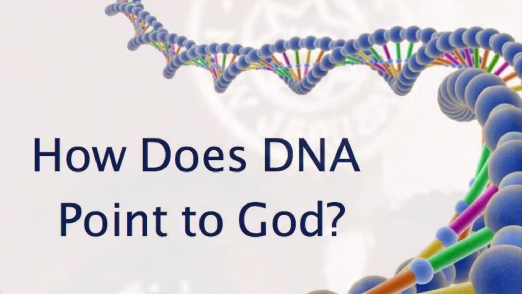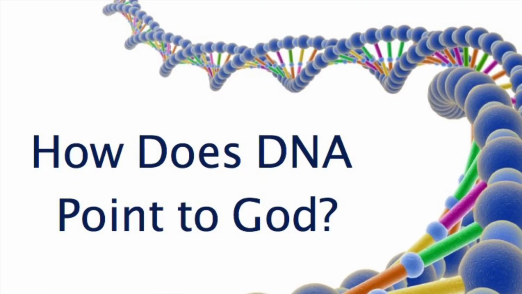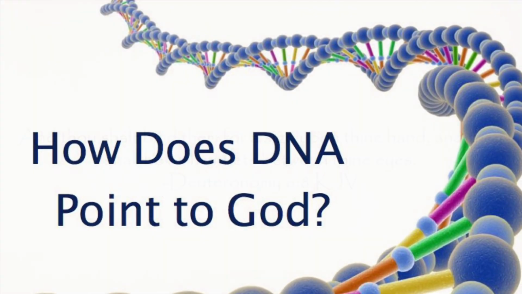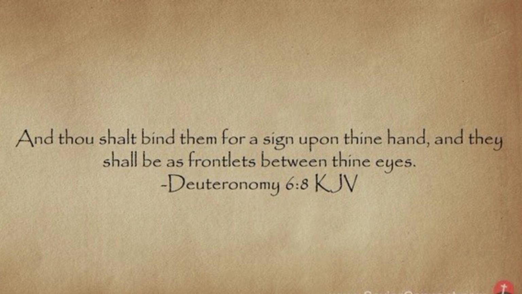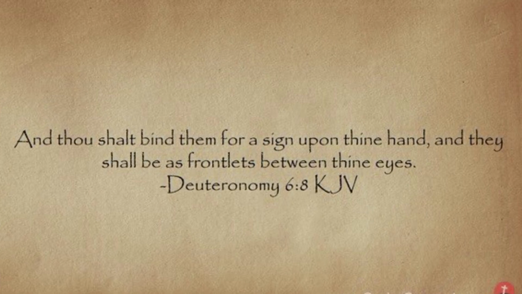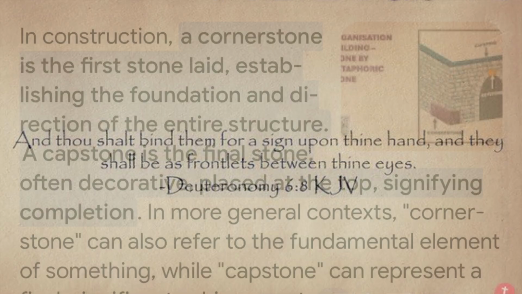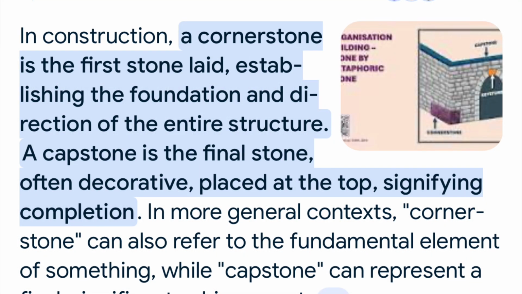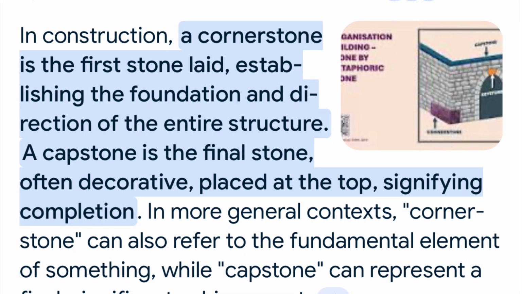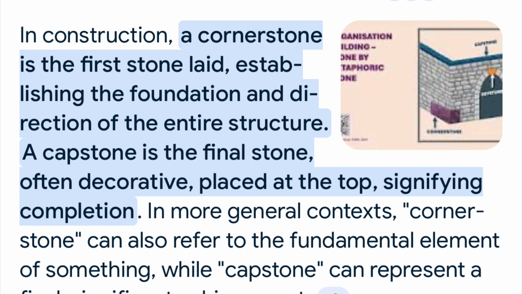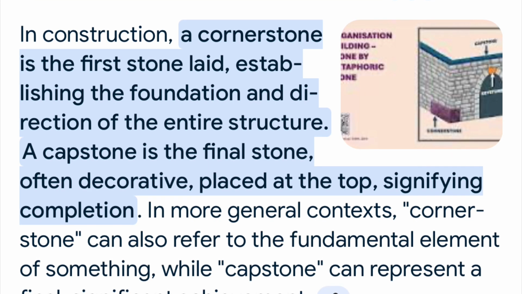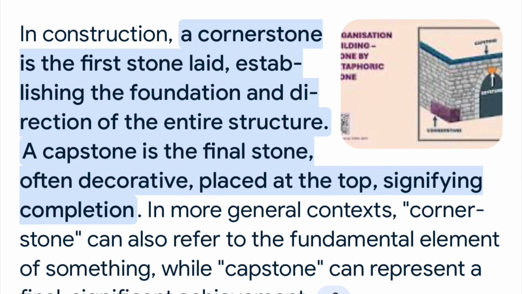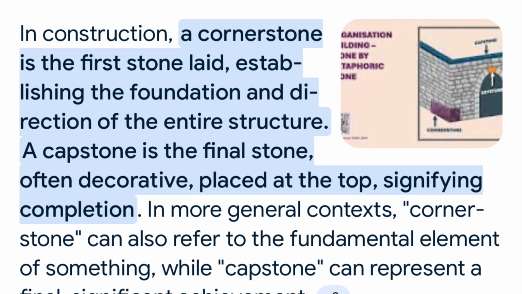Also, his signature is like our DNA code. In Deuteronomy chapter 6, verse 8, the commandments were to be a sign in the hand and as frontlets between the eyes. This makes me think of the cornerstone or first stone and capstone, which is the last stone. Jesus is the Alpha and Omega, the first and second Adam, and also the Old and New Covenants.